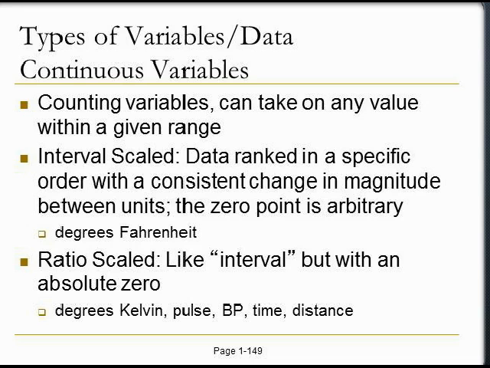Ratio scaled, on the other hand, are the same as interval scale, but they have an absolute zero. So most biological measures, blood pressure, heart rate, on a temperature scale, degrees Kelvin obviously has an absolute zero.